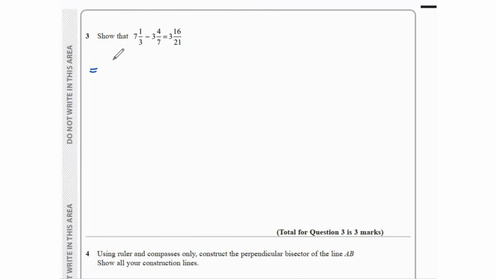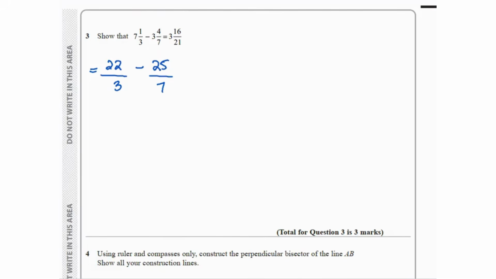7 times 3 is 21. 21 plus 1 is 22. So the denominator remains the same. What changes is the numerator right now. Again, 7 times 3 is 21. 21 plus 4 is 25. So this is the improper fraction for the given mixed numbers.